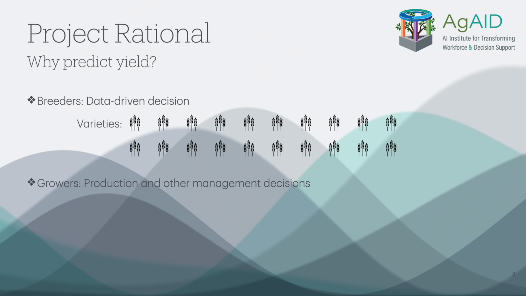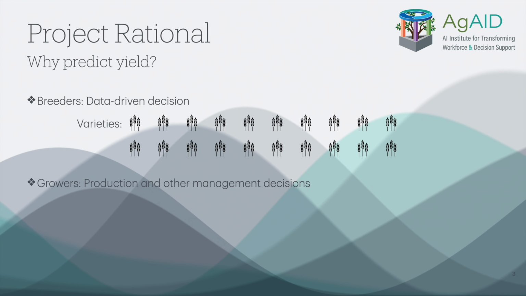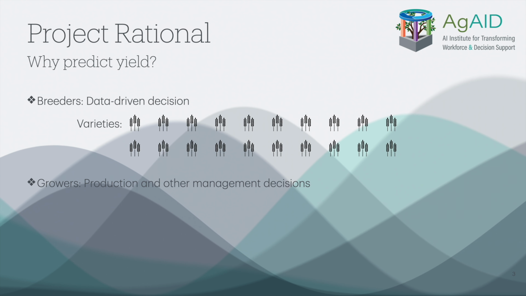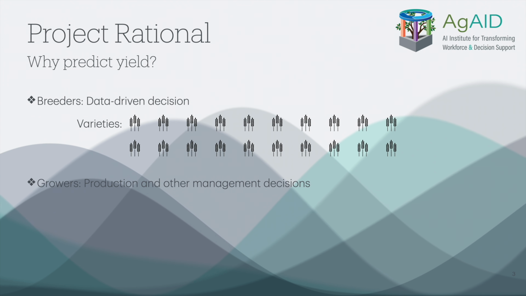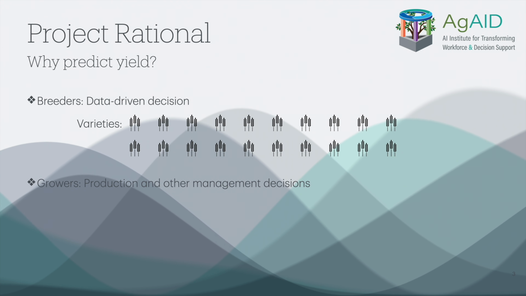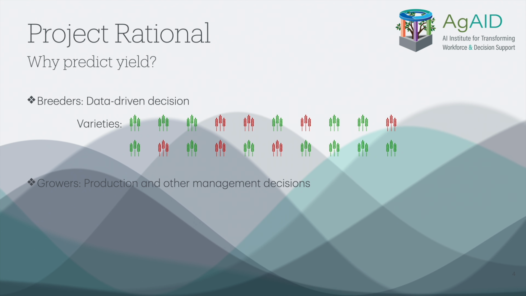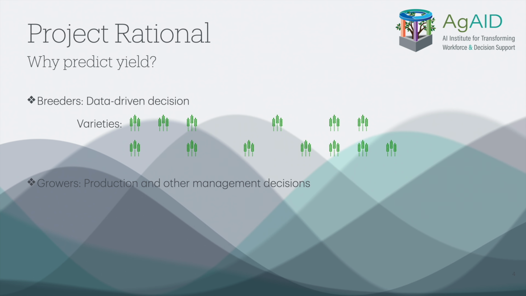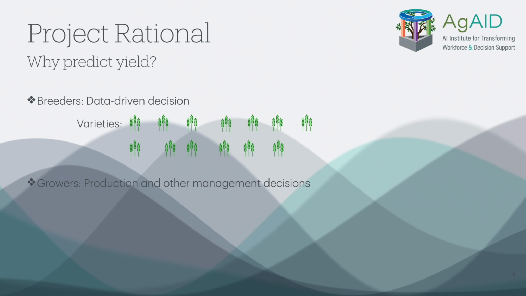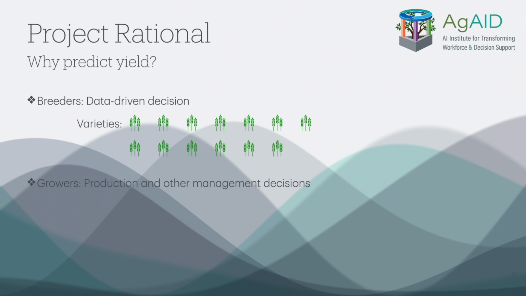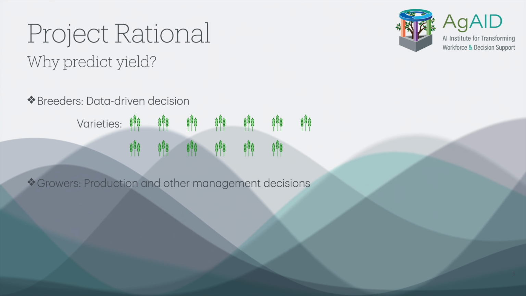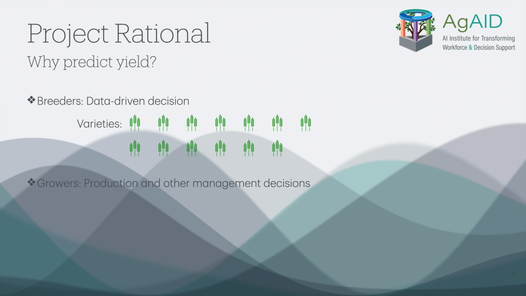Understanding yield before harvest can be valuable in various ways, depending on the crop type and the occupation of those interested. For example, breeders can use yield predictions during the variety selection process. When breeders are narrowing down viable varieties, knowing yield before harvest can help save money and resources. Growers can also use yield predictions to make informed production and management decisions.